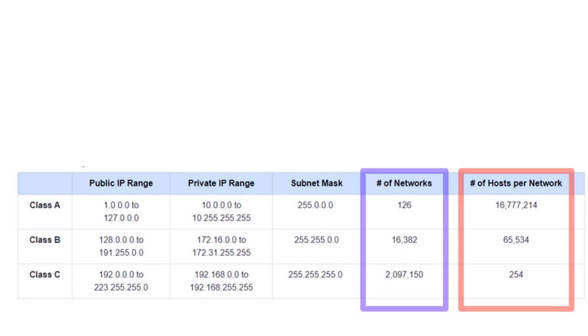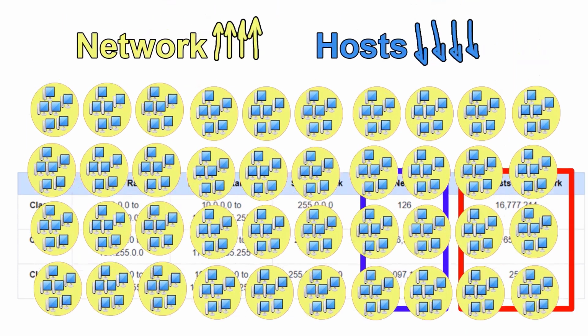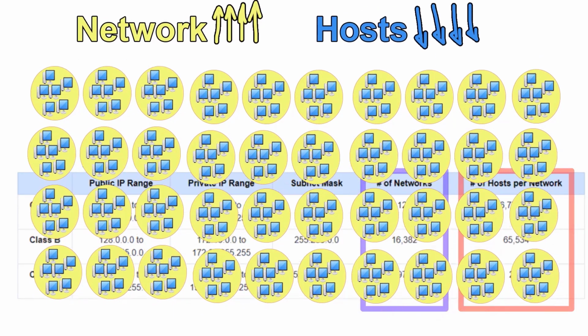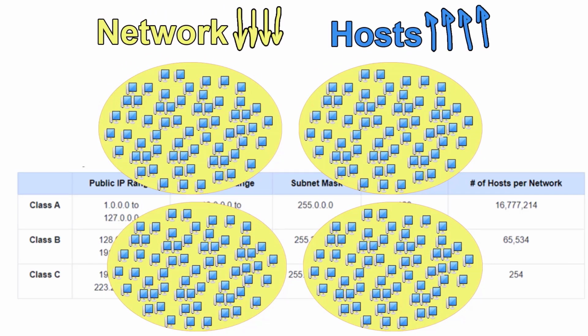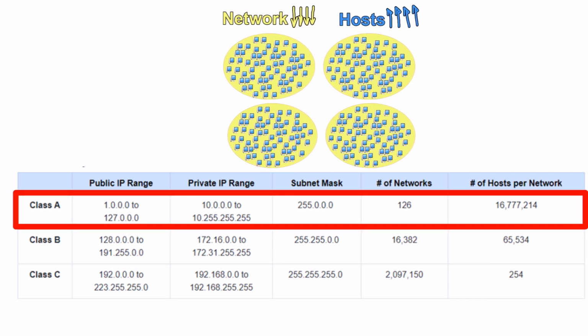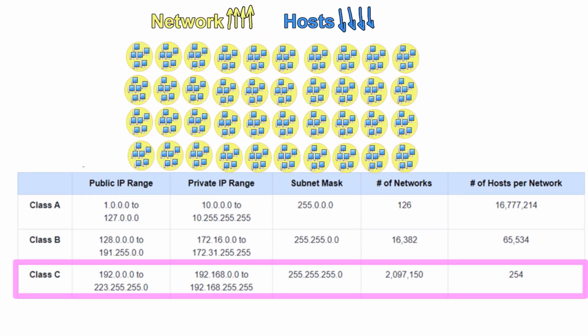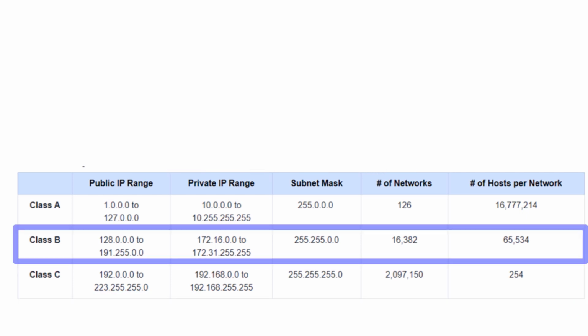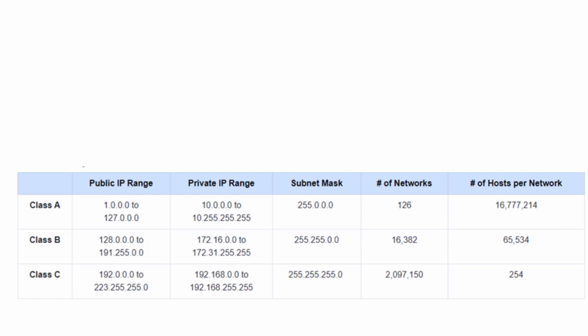They differ from each other in the number of networks and the number of devices. In one class I have a large number of networks but few IPs for every network, and vice versa. Class A has a small number of networks and a lot of IPs, so I use it if I need a few networks but have a large number of employees. Class C has a large number of networks but a small number of IPs, so I use it if I have a small number of employees and a large number of networks. Class B is in the middle between Class A and Class C. Thus, we understood the importance of the VLAN.